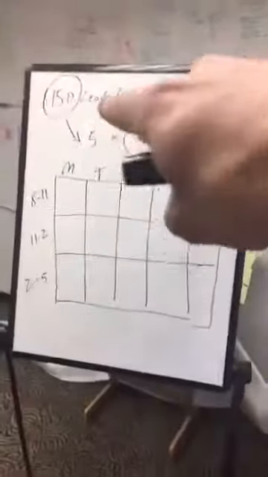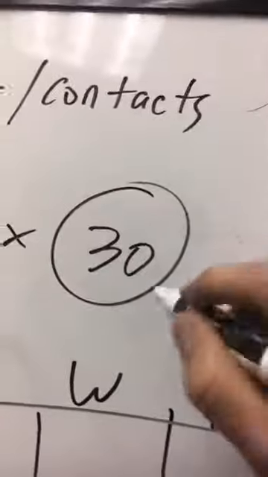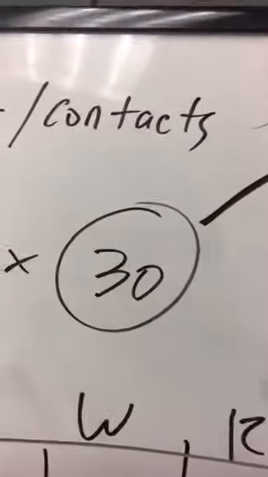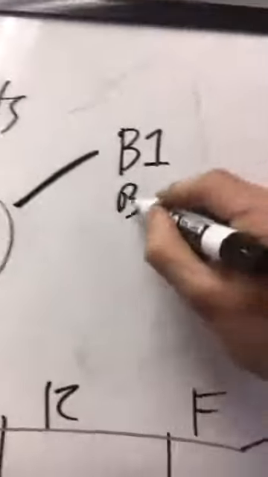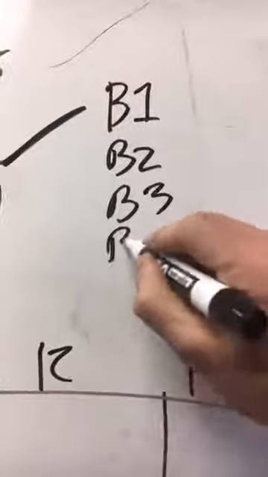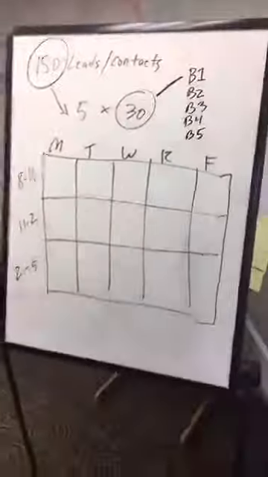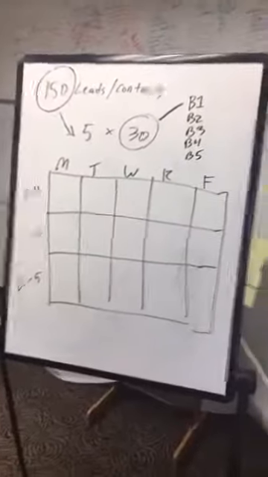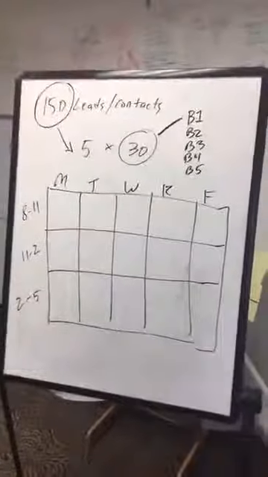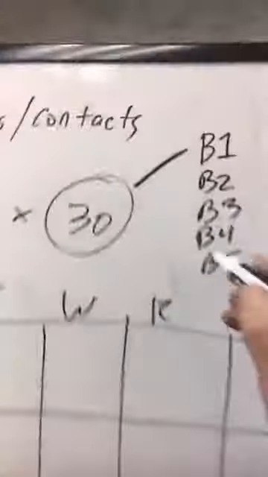So I've got 5 batches of 30. And so each of these batches, right? We have batch 1, batch 2, batch 3, batch 4, batch 5. And so what we want to do is we want to make sure we're hitting those leads and contacts multiple times, especially if it's an initial outbound, right? We want to give ourselves the best opportunity.